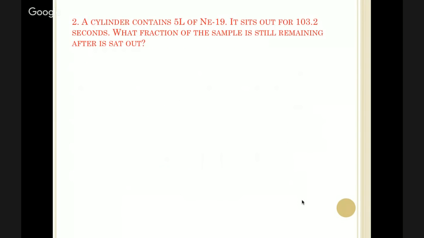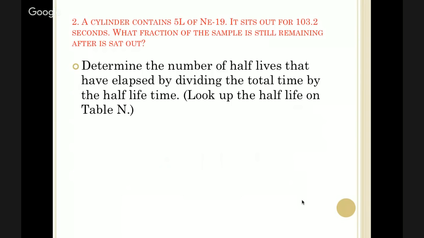The next example: a cylinder contains 5 liters of neon-19. It sits out for 103.2 seconds. What fraction of the sample is still remaining after it's sat out? Determine the number of half-lives. Dividing the time, we've got to look up this one on the reference table since it wasn't given. So 103.2 divided by 17.2 is 6 half-lives.